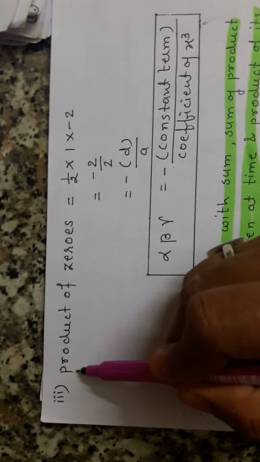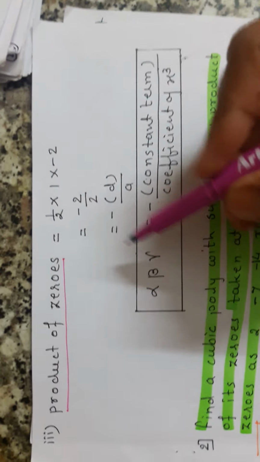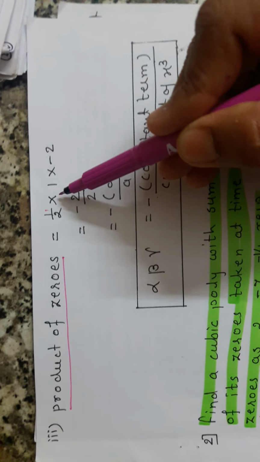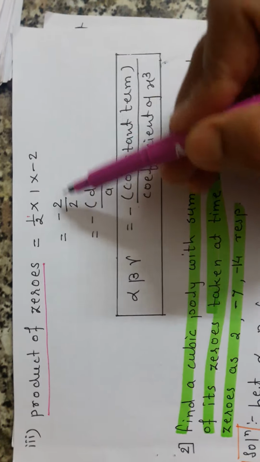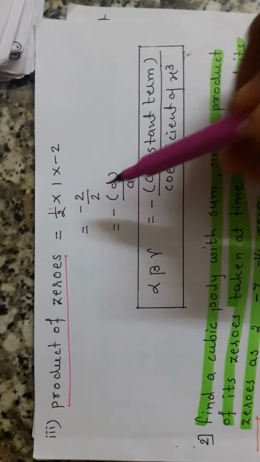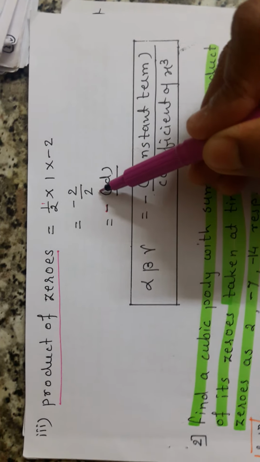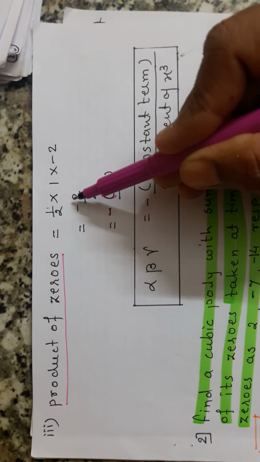Third verification is the product of zeros, that is alpha into beta into gamma. Alpha is 1 by 2, beta is 1 and gamma is minus 2. So after multiplication we got minus 2 by 2. The minus sign we will take outside. So what is the value of a? 2. Here we got d by a.